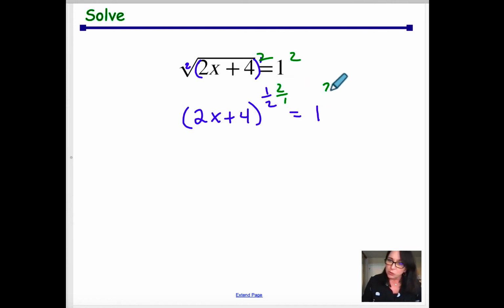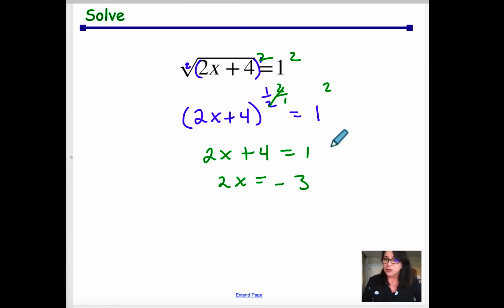And so we would square both sides, these 2's would cancel, and you're left with 2x plus 4 equals 1. I'm going to solve for x, and I get 2x is equal to -3, because you're going to subtract 4 from both sides. Then I divide by 2, and I get x is equal to -3/2.